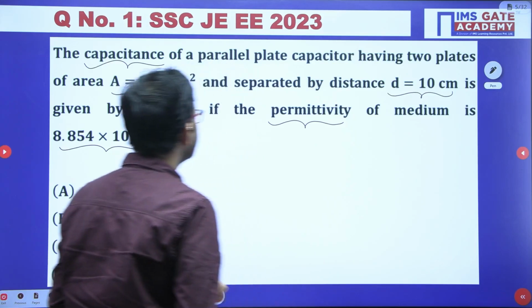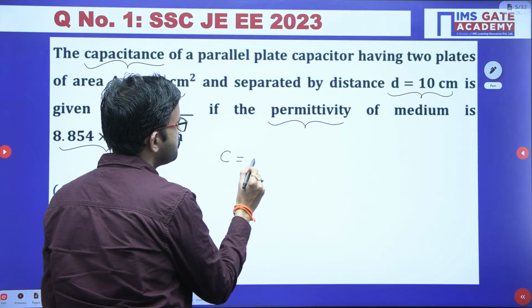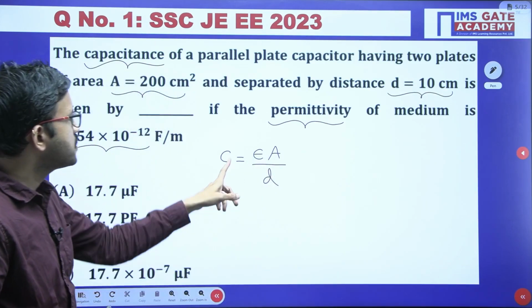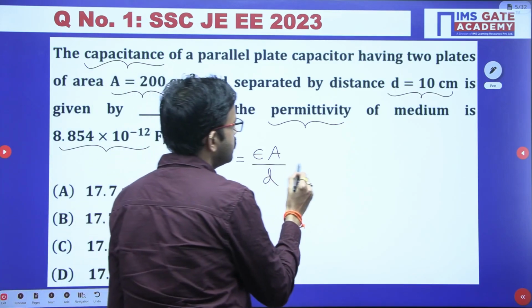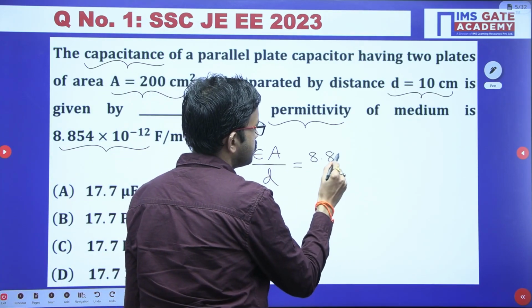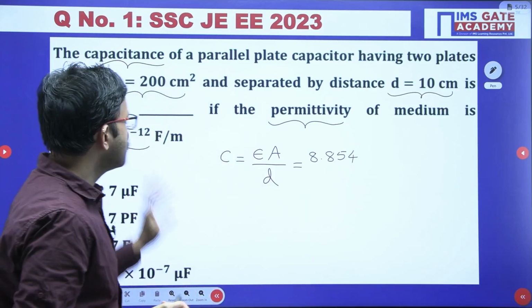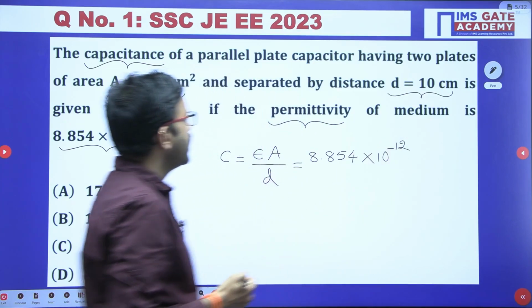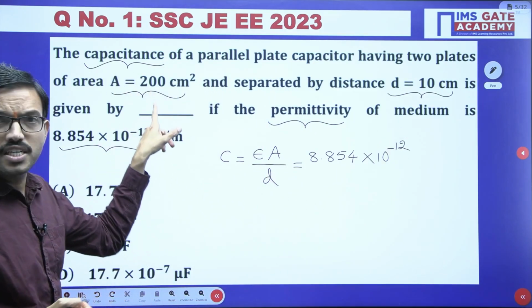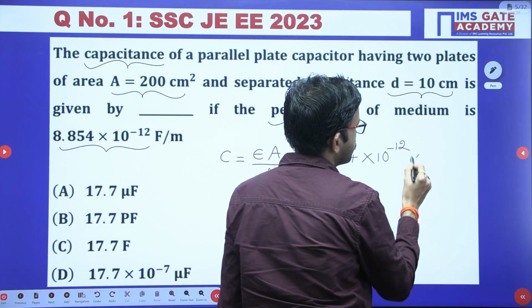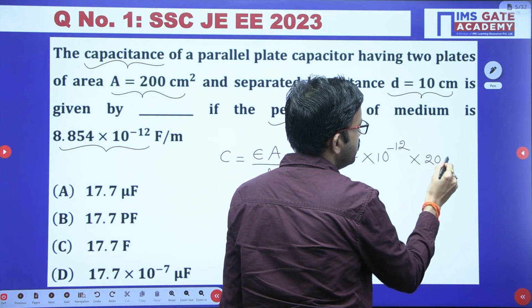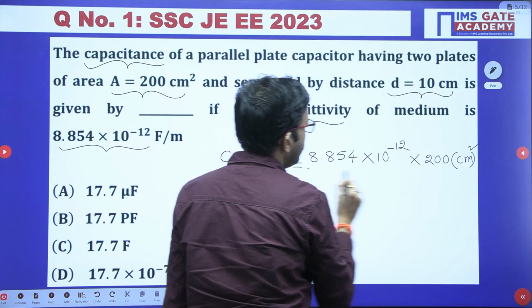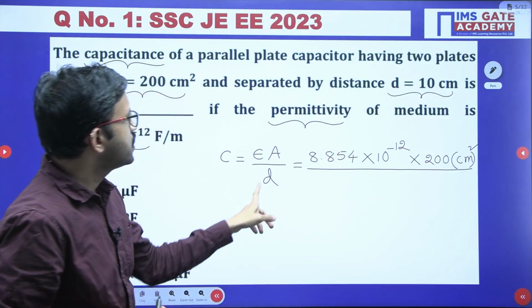I hope all of you know this formula. Capacitance equal to epsilon into A divided by d. Here the epsilon value is given as 8.854 into 10 power minus 12, and the area is mentioned as 200 centimeters square, divided by the distance, 10 centimeter.